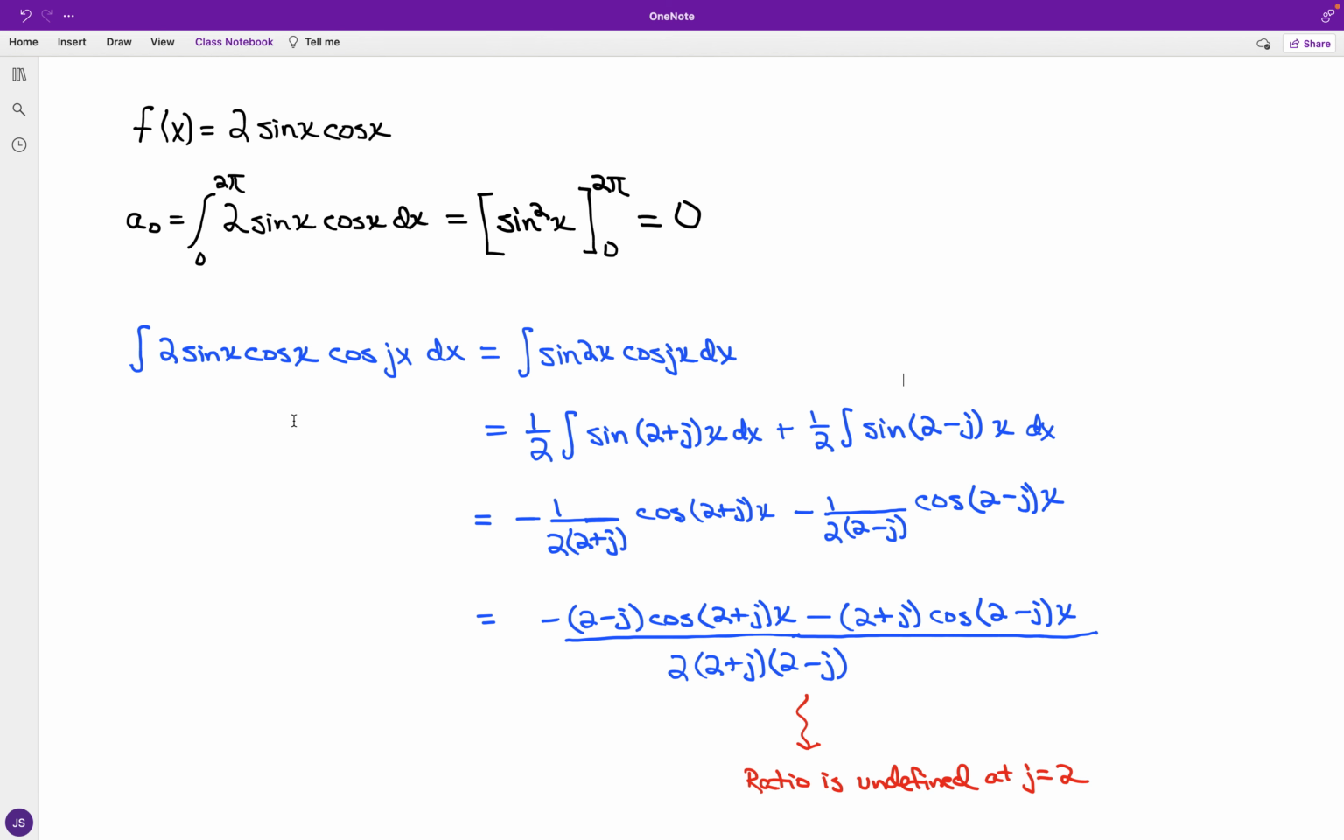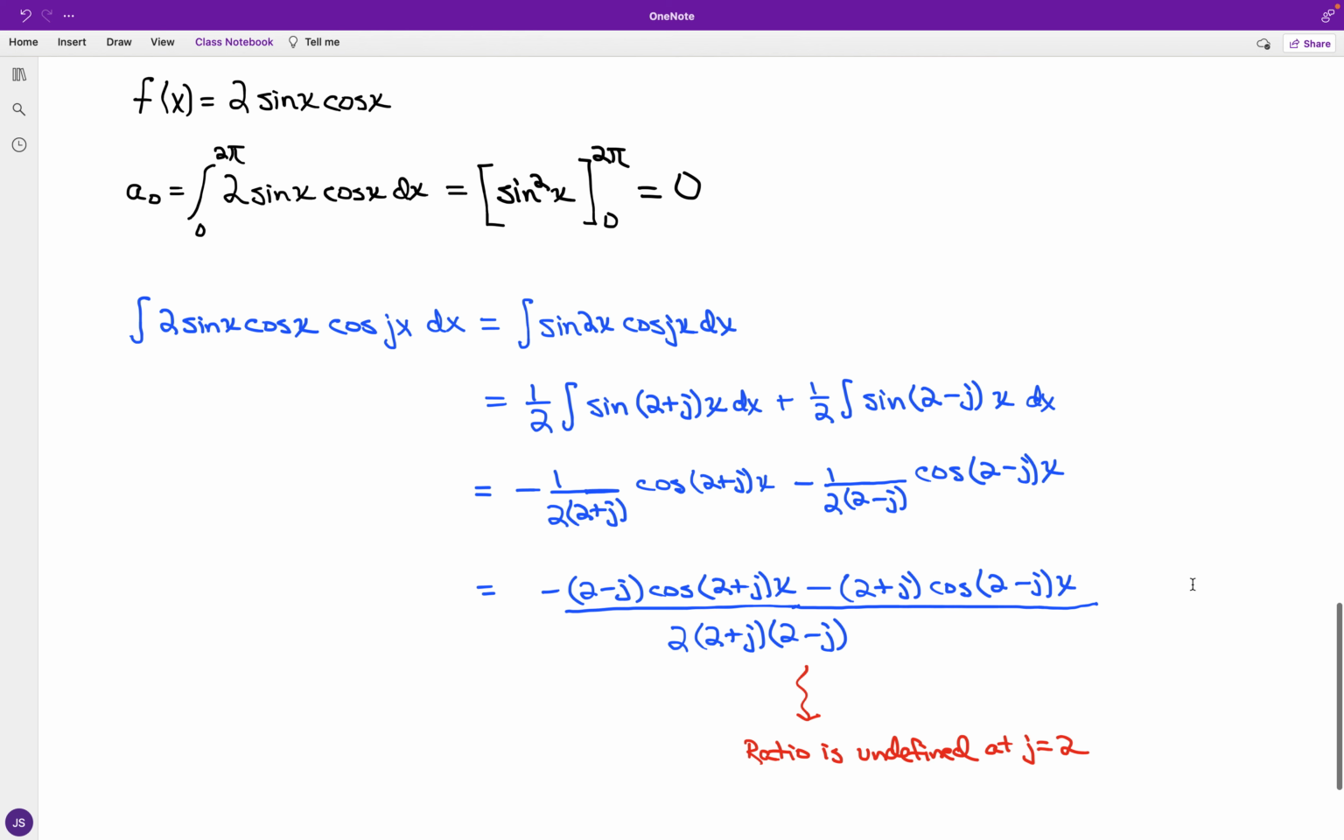So for 2 sine of x cosine of x times the cosine of jx dx, 2 sine of x cosine of x is equal to the sine of 2x, multiplying by the cosine of jx. And from your sum and difference formulas, with the sine of 2x cosine of jx, one resulting term will be 1/2 of the sine of the quantity 2 plus j times x. And with the other, we're going to have 1/2 of the sine of the quantity 2 minus j times x, and then integrating once you consolidate.